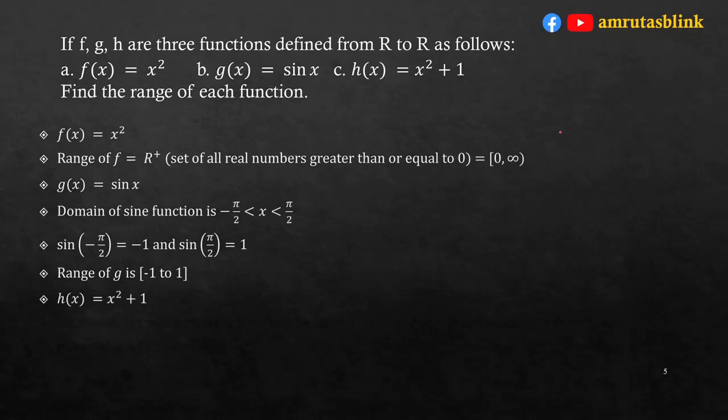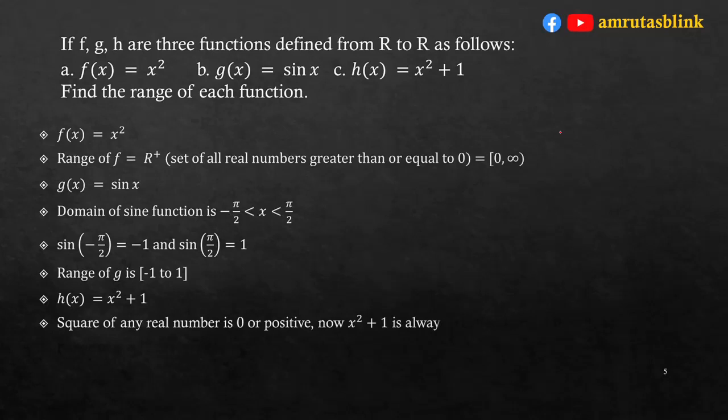h of x is equal to x square plus 1. Now as we know, the square of each real number is always positive except 0. The square of 0 is equal to 0, but h of x is equal to x square plus 1. So if at all x is equal to 0, still h of x will be 0 square plus 1, that is positive. Hence h of x cannot take values below 1. That is, the range of this h of x will start from 1 to infinity.